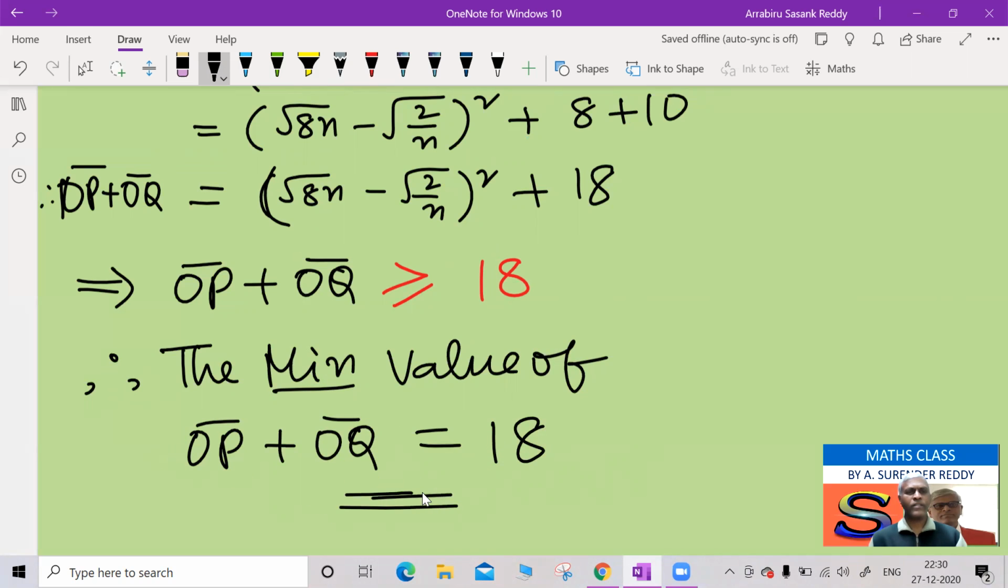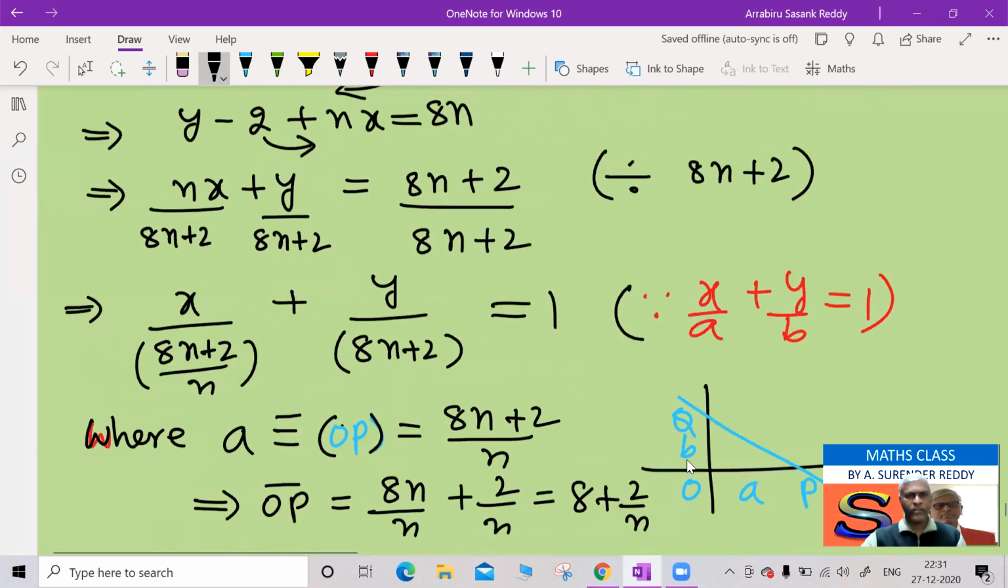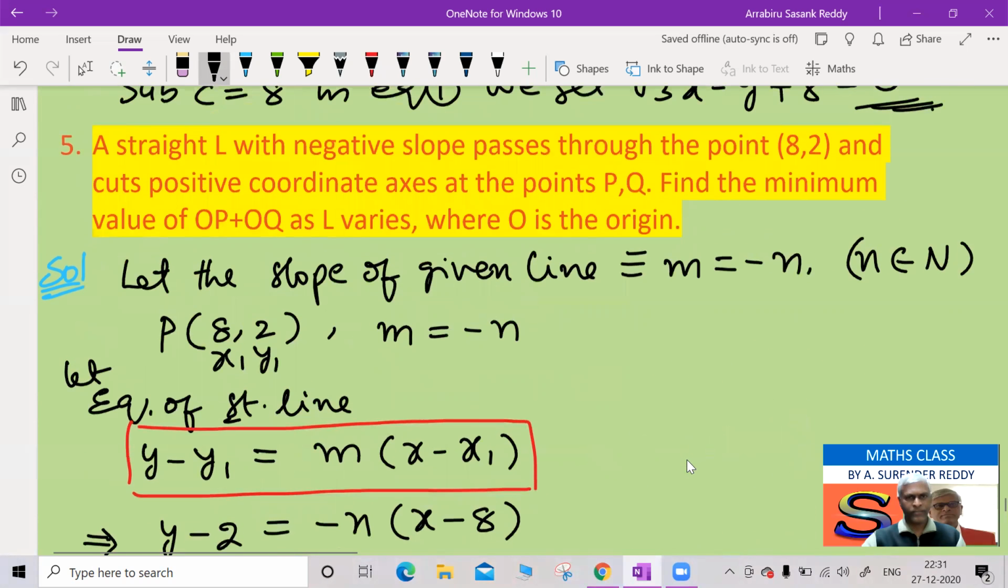This is the minimum value of OP plus OQ, which is 18. It can be more than 18, but the least value is 18. So this is an interesting problem from the exercise. Simple but interesting.